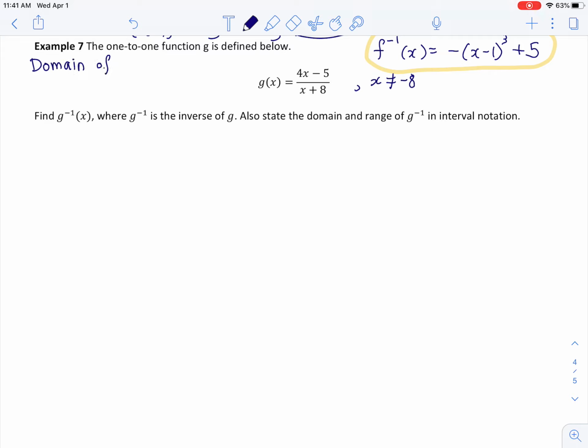So using that, I'm going to find the domain of g. Domain of g is everything except for -8. So in interval notation, now, that part is covered in the Unit 2 exam, so I know you know how to do that. The domain of g is -infinity to -8, union -8 to infinity.